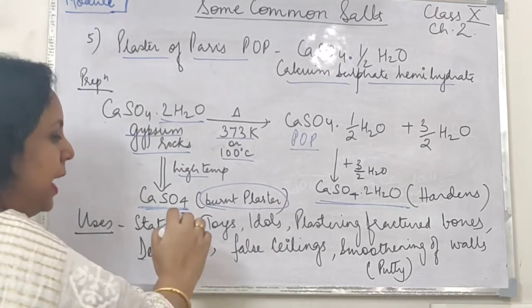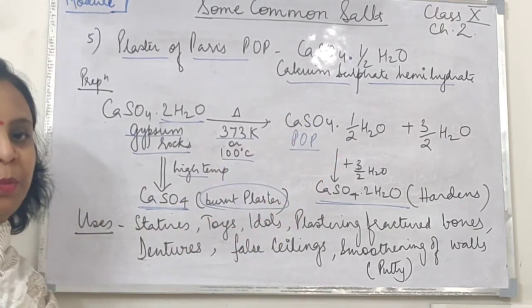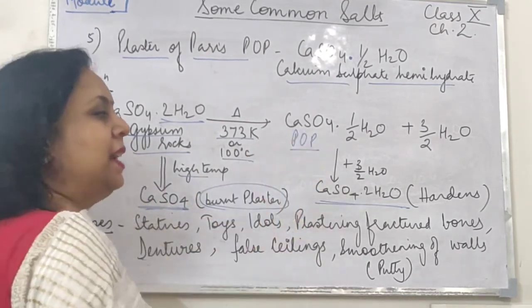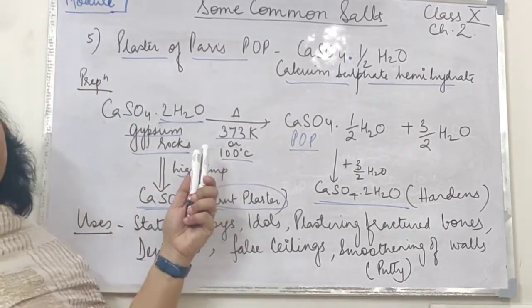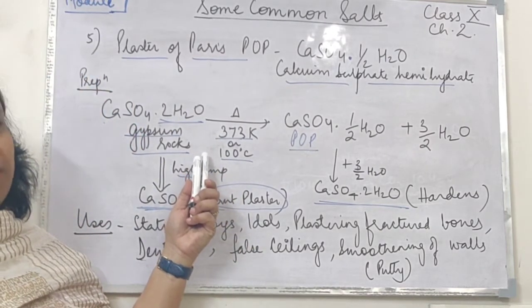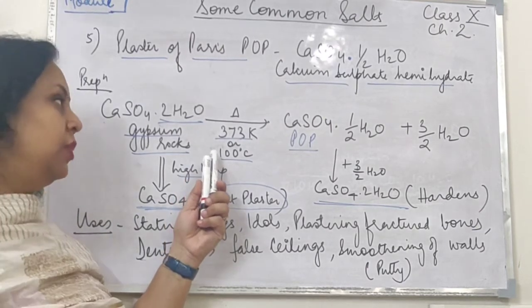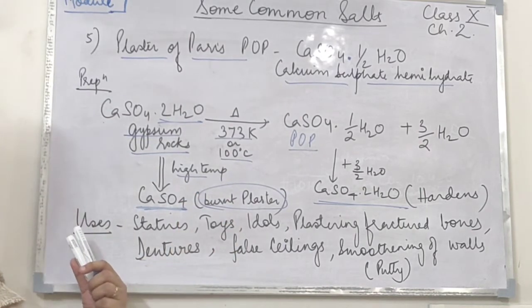Burnt plaster. Once this is formed, we cannot get POP. Even if we try to add water, we will not get POP back. So about this reaction, the temperature is very, very important. It should not go beyond 100 degrees Celsius or 373 Kelvin. Now let us discuss the uses of POP.